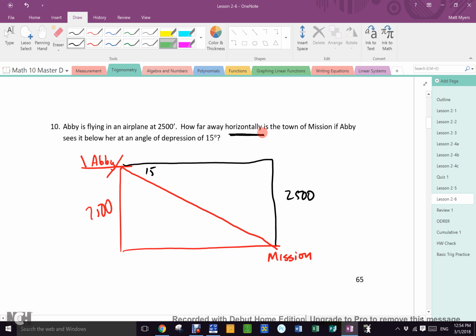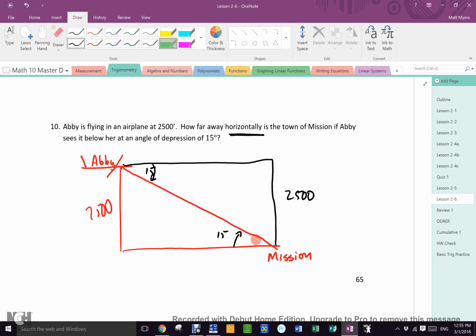If this is 2,500 over here on the left, then what is this on the right? 2,500. Now, I want to know horizontally how far away she is. Now, some of the more astute members of the class will say, Mr. Myers, did I need to draw that second triangle? No, you didn't. Because if it's 15 down to there, what must it be up? Also 15. So you could have used the original triangle. Either way, you're going to get it.